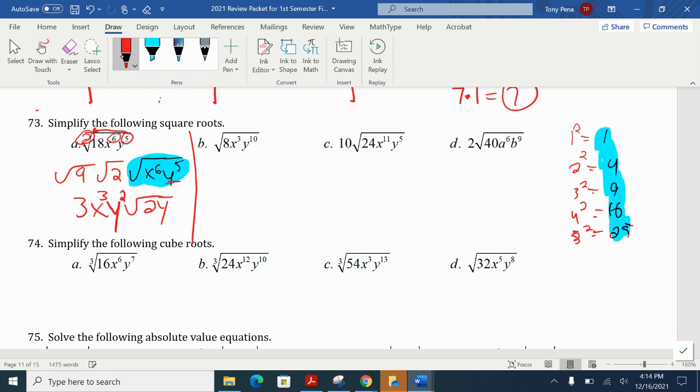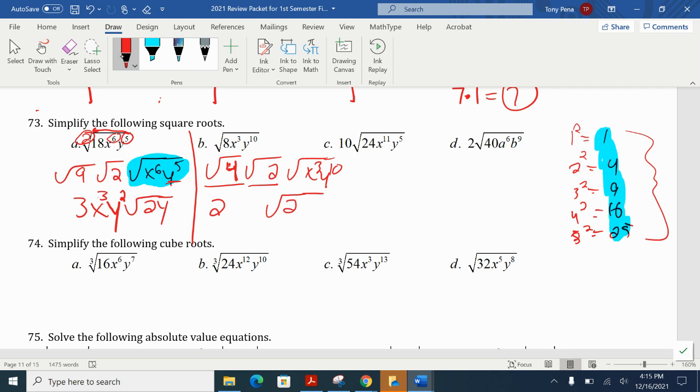All right, letter B, 8, I'm going to use 4 and 2. And then I'd still have x cubed and y to the 10th. So 4 kind of looks like a 9. But that's the perfect square from our list over here that goes into 8. And now we clean it up. So the square root of 4 is a 2. Root 2, cannot do anything with that. So he's going to have to stay underneath the radical.